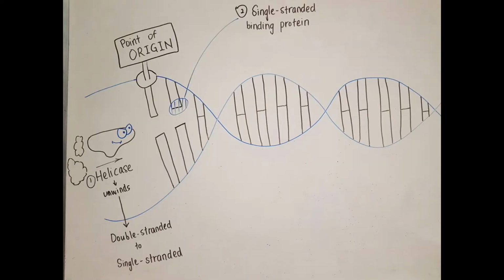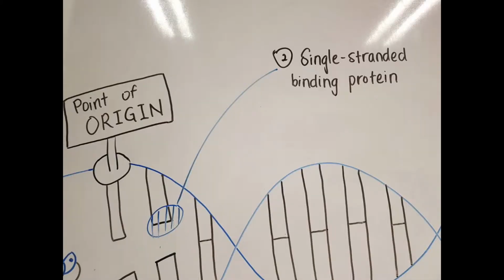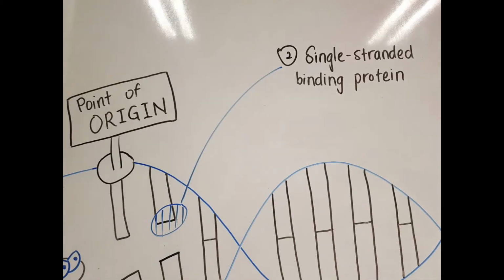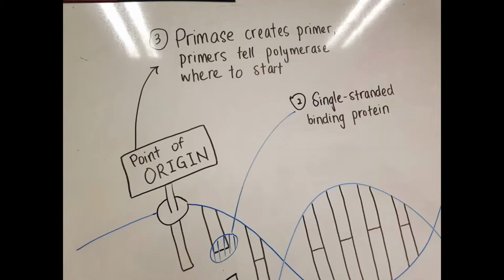DNA undergoes replication. Firstly, helicase unwinds the double strands of DNA. Secondly, the single-stranded binding protein binds to the DNA strands. Thirdly, the primase creates a primer on both strands. Primase is an initializer which tells polymerase where to start. Next, DNA polymerase begins to build.